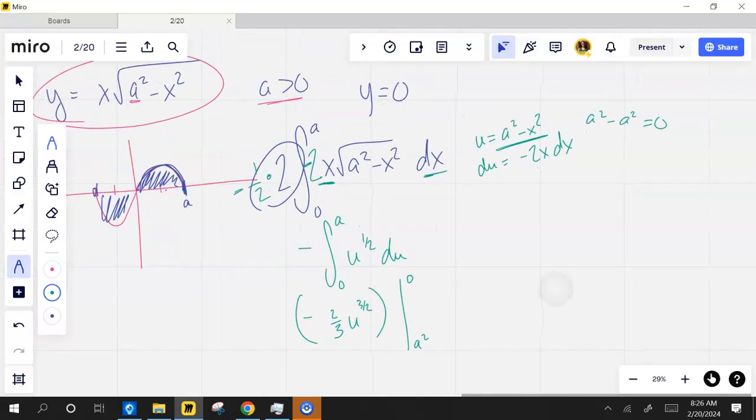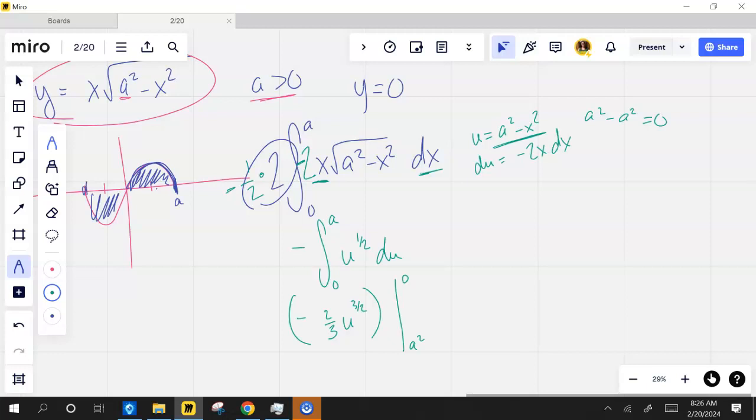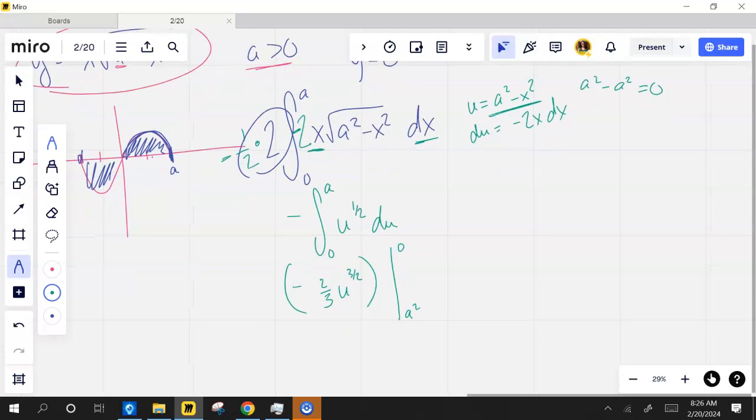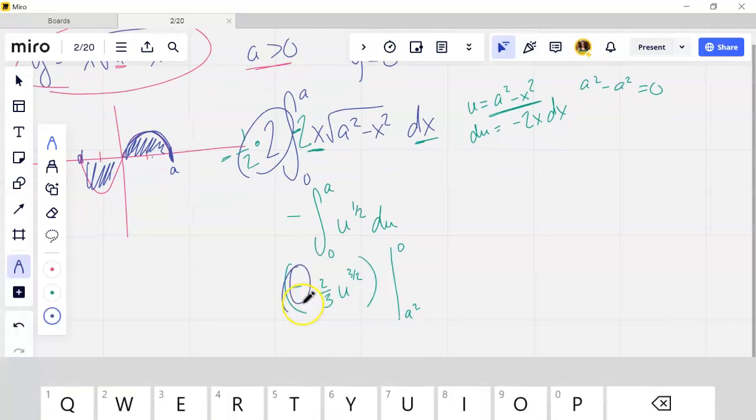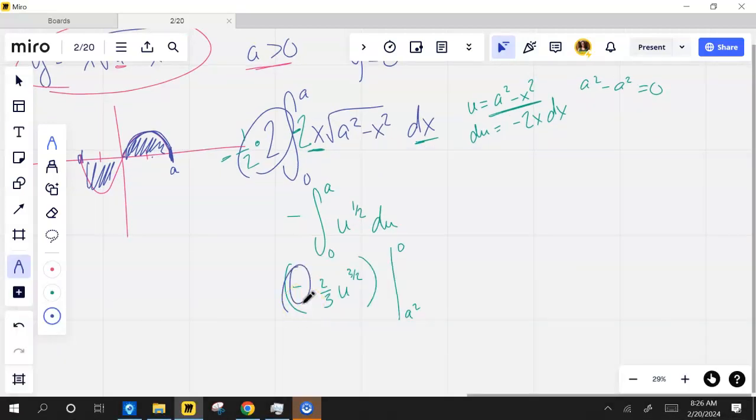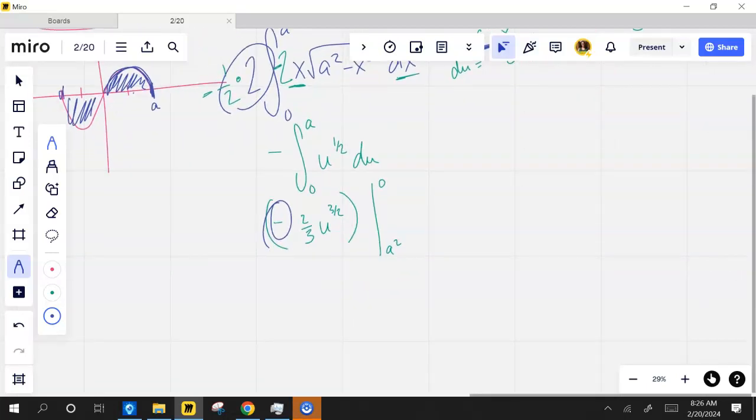Now it's higher, so how can I flip that around? Right, and remember that negative we countered with out here? If I plugged in this u equation, remember whenever we had this negative we had to counter with? It's going to take that, because watch what happens now. 2/3 u to the 3/2, now it's going from a squared to 0.